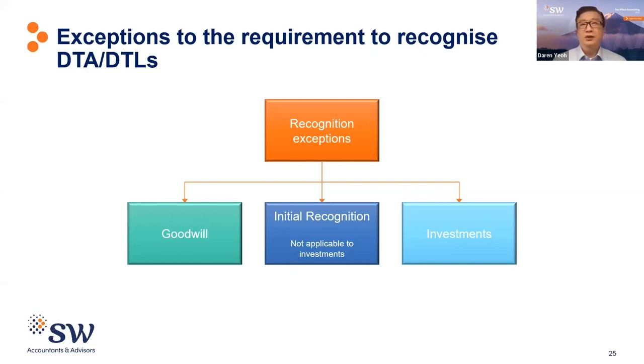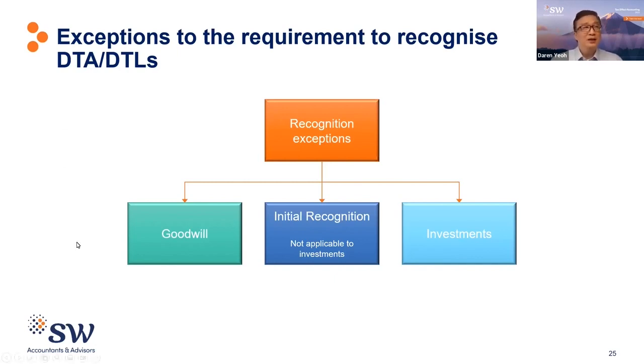Okay, so I referred to recognition exceptions. So this is what we're going to go through now. There are 3 recognition exceptions. So if you have a temporary difference, you need to determine whether or not a recognition exception applies. If the recognition exceptions apply, you do not need to recognize a DTA or DTL on that temporary difference.